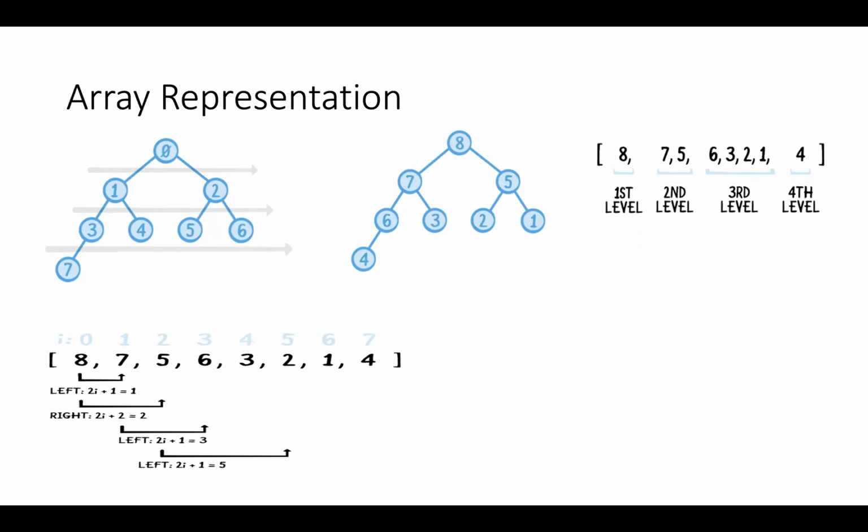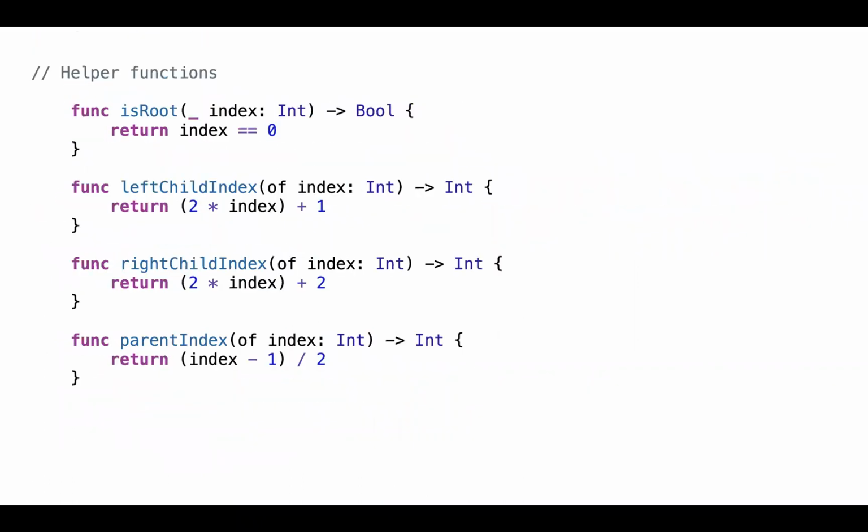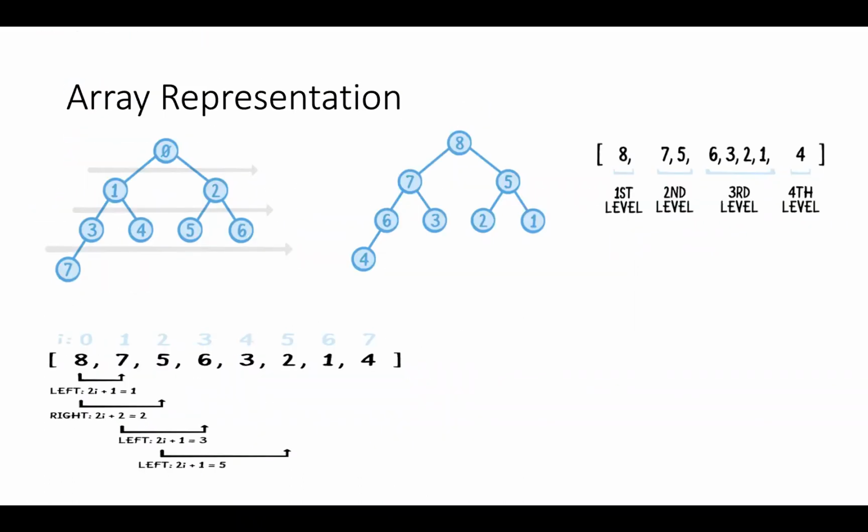What is the parent of this? One minute. Okay, so it is (index minus 1) by 2. So for index 1, 1 minus 1 is 0, 0 by 2 is again 0, so it will be 8. For 5 at index 2, 2 minus 1 is 1, 1 by 2 is again 0. So I reach the parent.